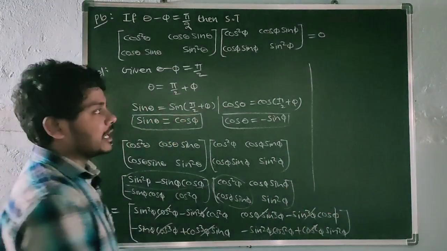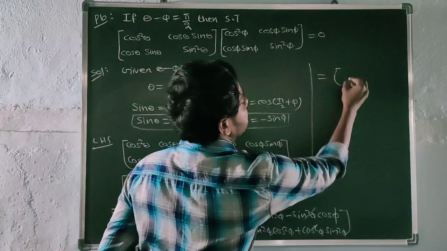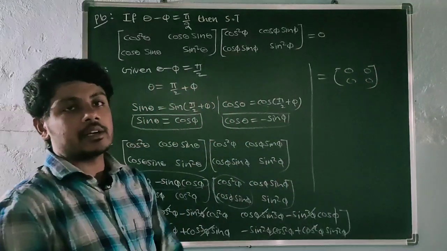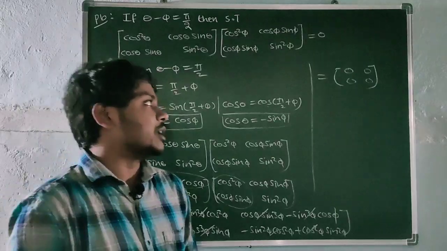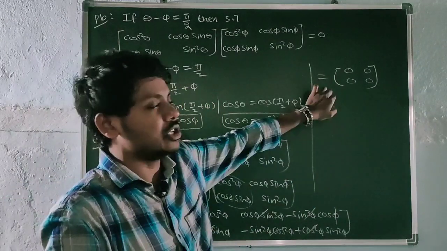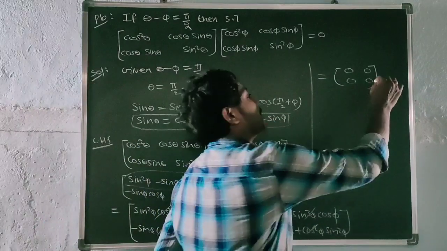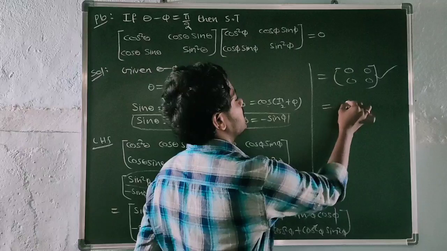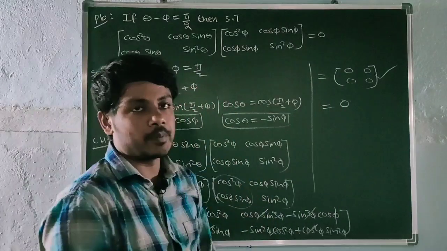See here now what you get? This is 0, 0, 0, 0. So clearly this is what? Null matrix. Because in this matrix each and every element is 0. So this type of matrix is called a null matrix. So this is simply 0.